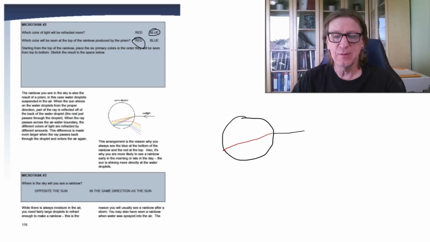The red light doesn't get refracted as much as the blue light. It gets bent, but then it's going to reflect off the back of the water droplet. And so it gets reflected and then it gets refracted again, so that you get a fairly dramatic spread.